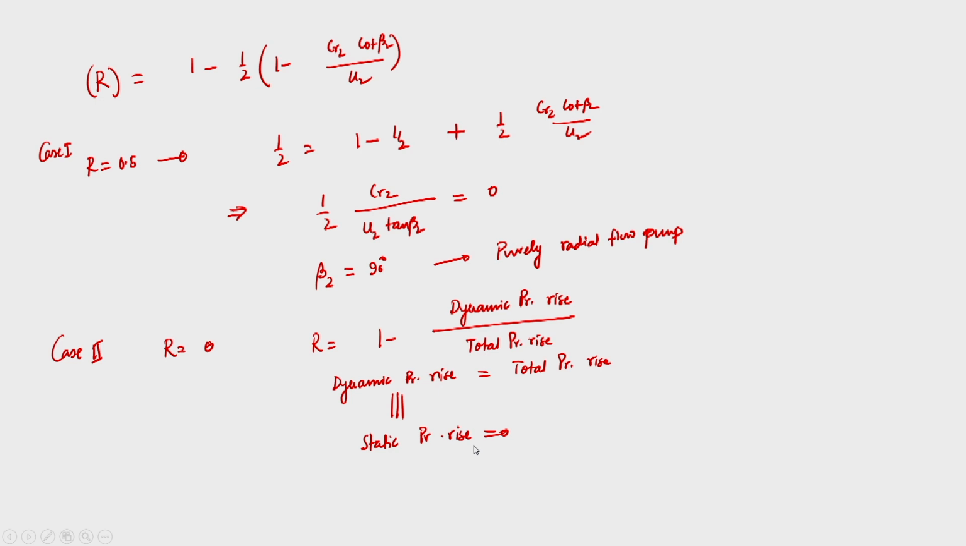So, that means when the degree of reaction is 0, from the definition itself we can see that the static pressure rise is equal to 0. Now, we will take up another example. For R equal to 0.5, beta is 90 degrees, the purely radial flow machine. Now, I will take another example, R is equal to 1. So, I will take case 3, that R equal to 1.